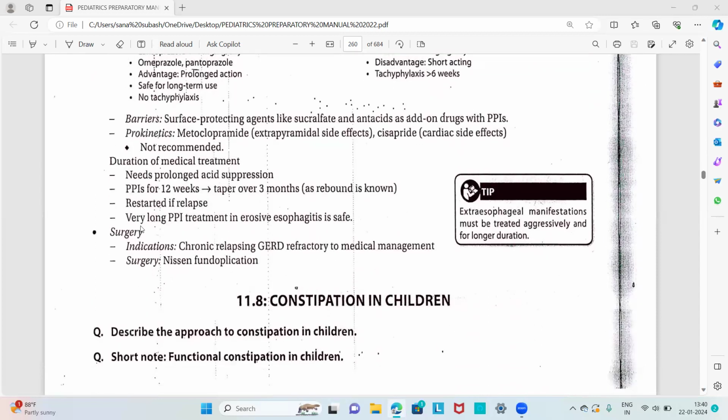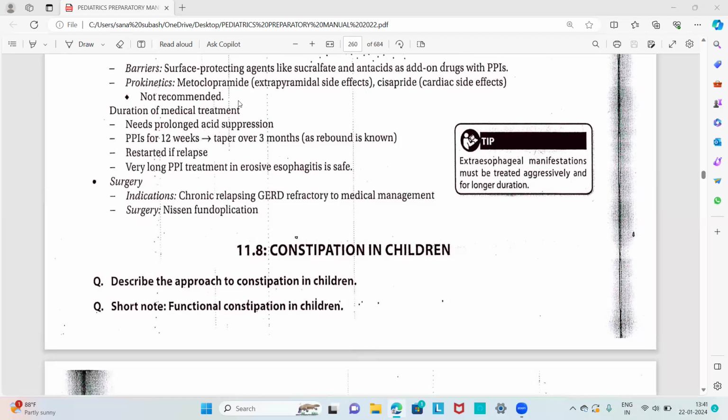We also use barrier agents like sucralfate and antacids as add-on drugs with proton pump inhibitors in children with GERD, and prokinetics like metoclopramide and cisapride, which are usually not recommended, but if indicated, can be used. But metoclopramide has extrapyramidal side effects, and cisapride has cardiac side effects, so they should be kept in mind.